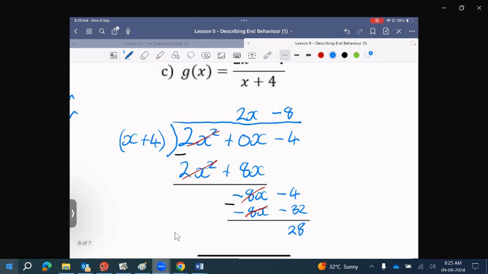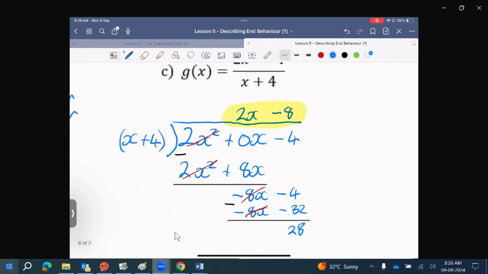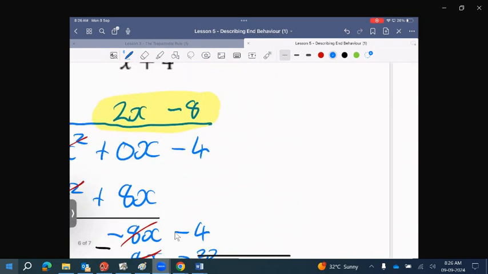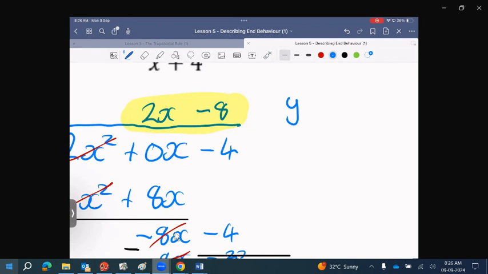The slant asymptote we have found already. It's here. Whatever you get in the top part of your division will be your asymptote, whether it's a linear one like this, or a parabolic one, or of a higher order. So the asymptote is a slant or oblique asymptote, and it is y equals 2x minus 8. This is our answer.